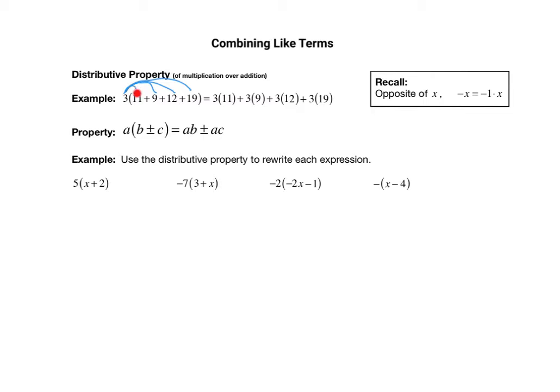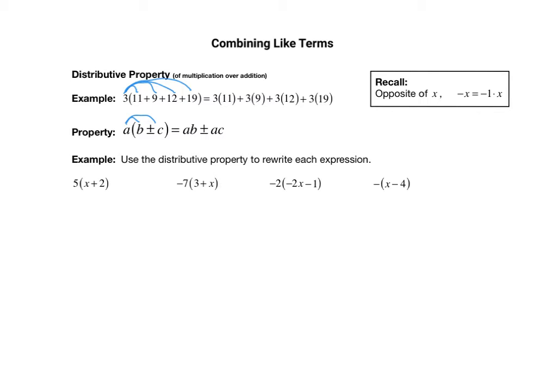This distributing of the 3 into this sum is exactly what we're talking about, the distributive property of multiplication over addition. 3 times the sum, the 3 can multiply in with each part of the sum. The generalized form of this is if you've got A times a sum or technically a difference, you can distribute the A into the B and into the C, and you'd have AB plus AC if you had the addition here, or AB minus AC if you had the subtraction here.